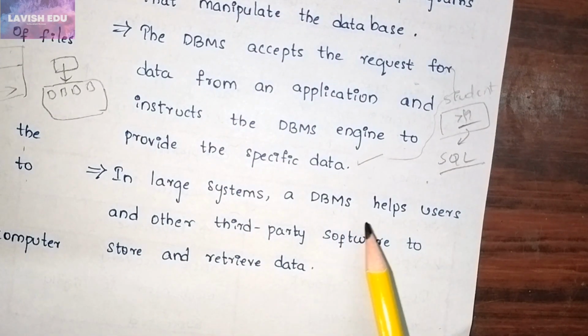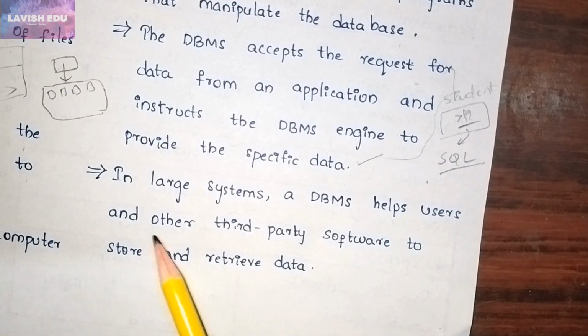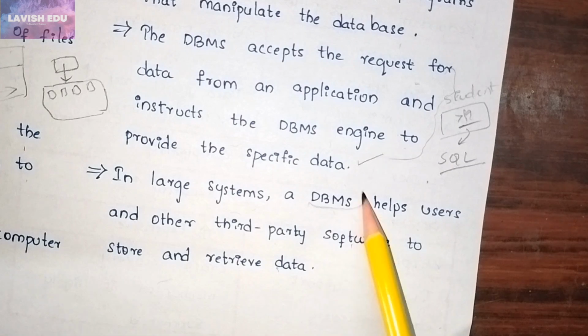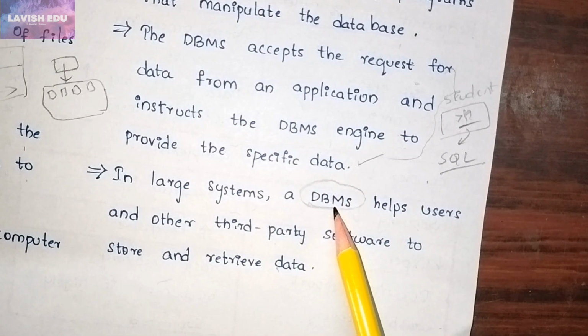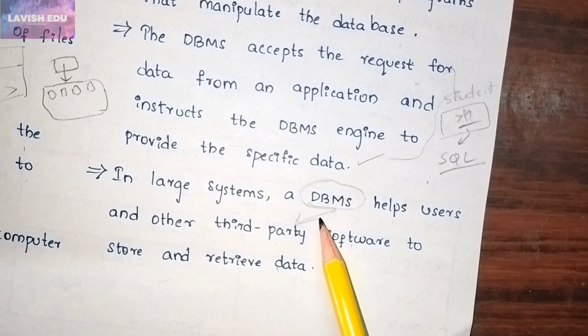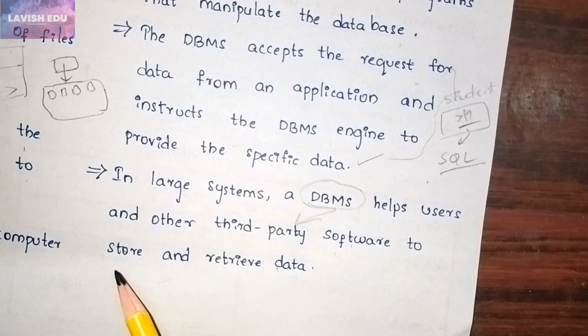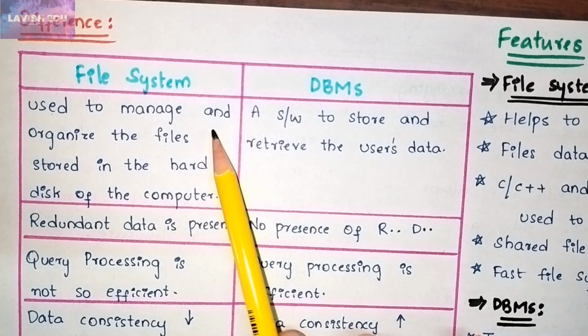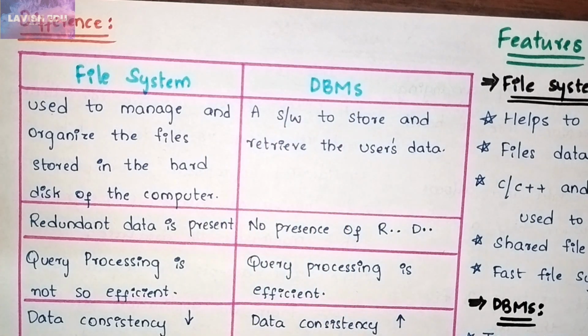Next, in large systems, a database management system helps users and other third-party software to store and retrieve data. That is, this DBMS gives authorizations to the users, that is, third-party users, who will store and retrieve the data as well. Next, here we have some of the differences between the file system and the database management system.